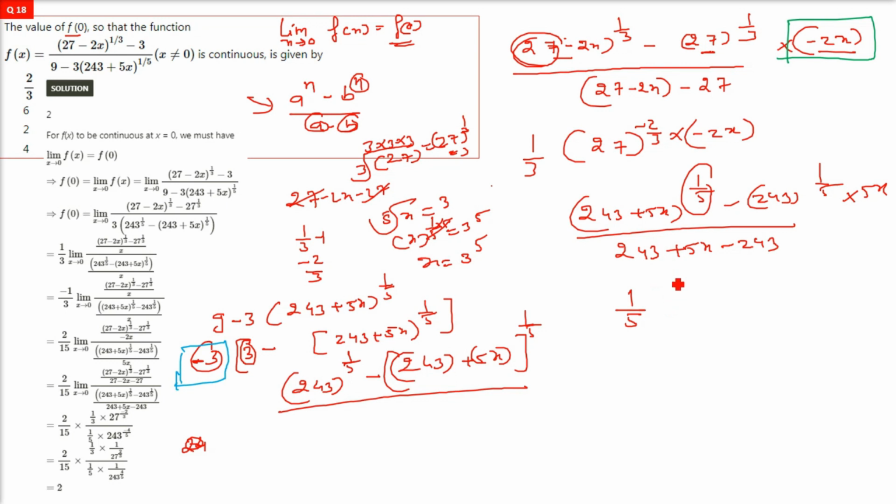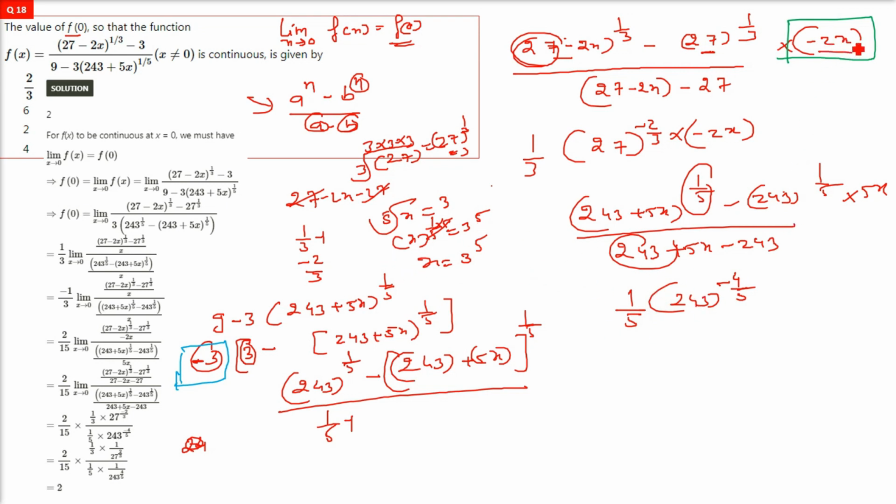1 by 3. Now 243 to the power 1 by 5 minus 1. 1 by 5 minus 1 is what? Minus 4 by 5. Here minus 4 by 5. This is the denominator and you have a 5x also. You have a 5x which we have introduced.